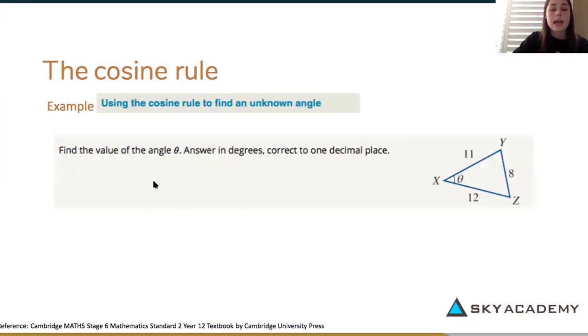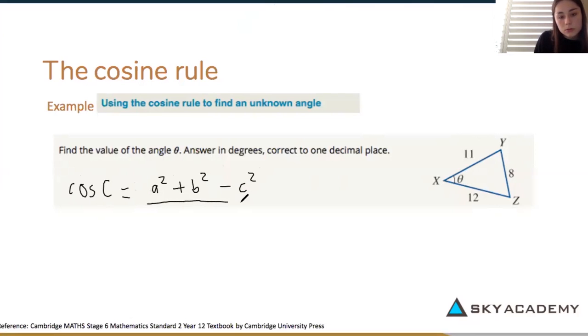Here we have another triangle where we have to find the value of angle theta correct to one decimal place. So first thing I'm going to do is write down the cosine rule for an angle. And it is on your reference sheet, but it is cos C equals a squared plus b squared minus c squared over 2ab. Now I need to check that I have 3 sides, 1, 2, and 3.